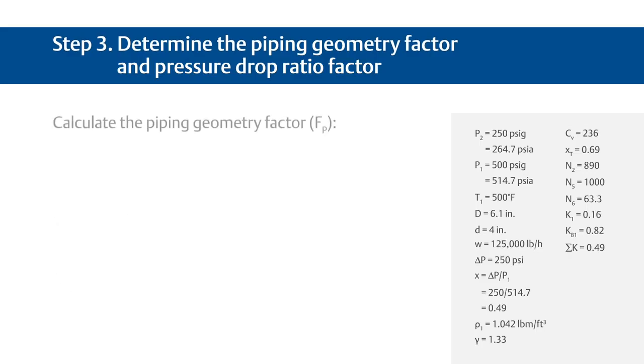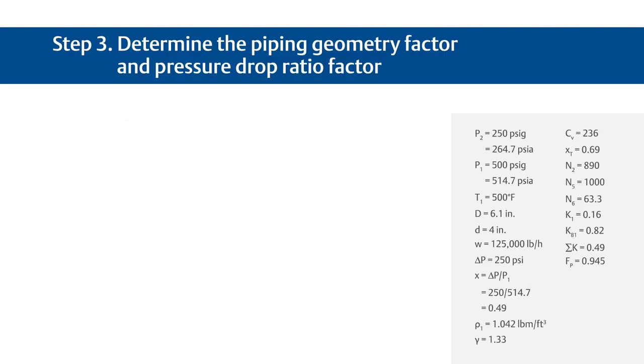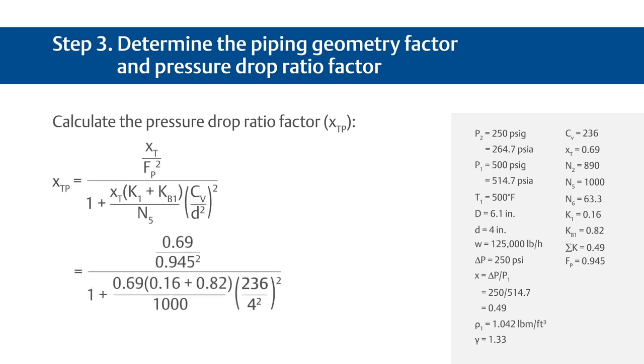Now let's calculate the piping geometry factor, or F sub P. Use the standard F sub P equation, plug in your variables for a resulting F sub P value of 0.945. For the last part of step 3, calculate the pressure drop ratio factor, or X sub TP. Use the standard X sub TP equation and insert the variables for a calculation of 0.67.